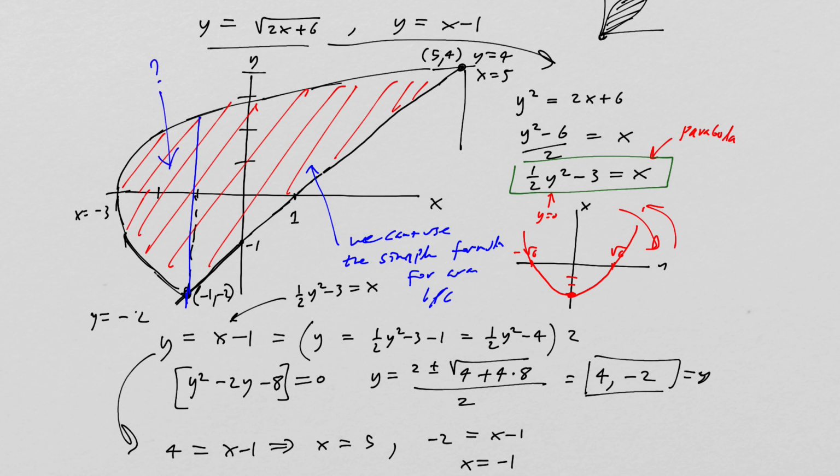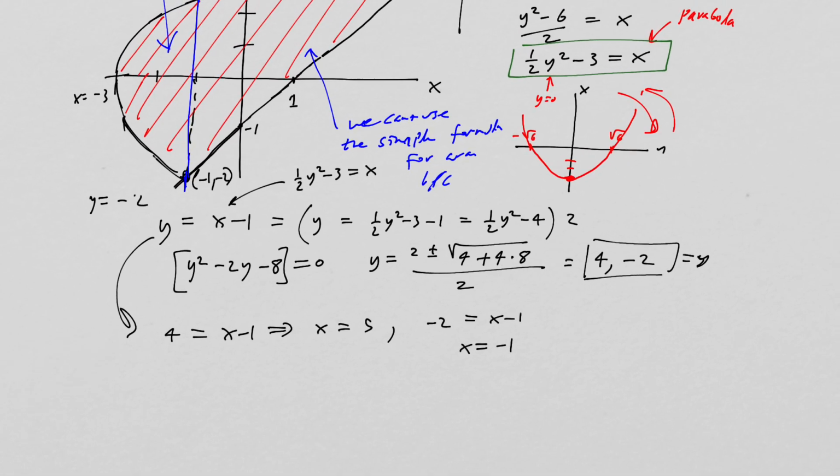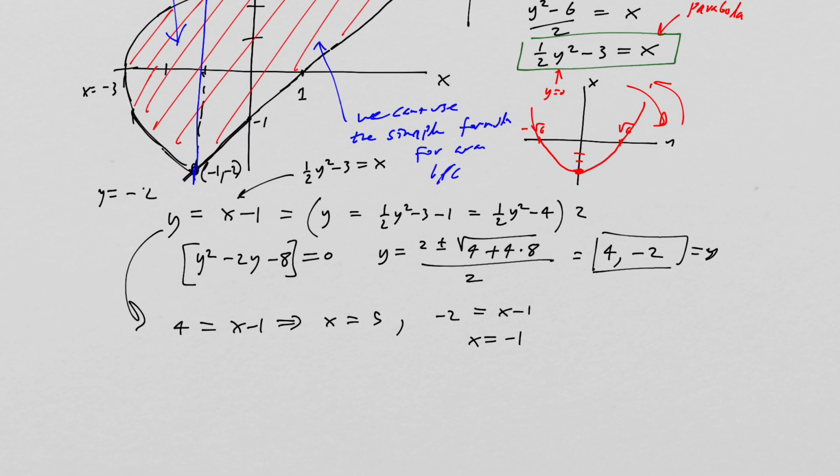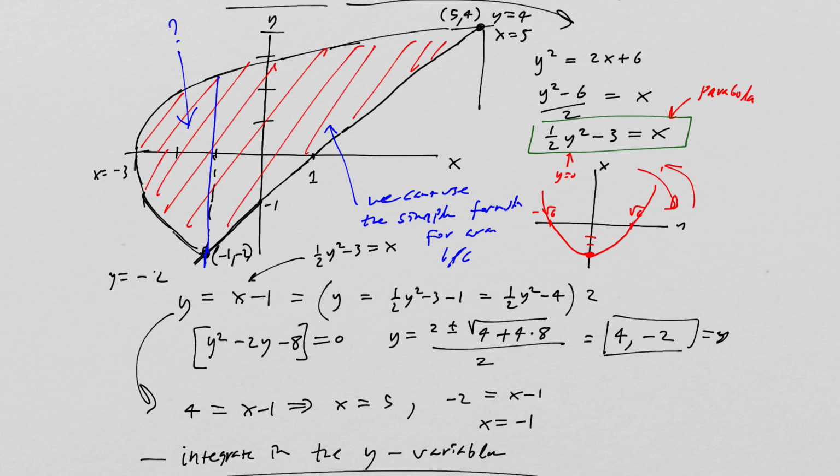Okay, so it turns out it's better to integrate in the y variable. So what I mean by that is actually we're going to take this to be the top curve, and I'll put a green line there.